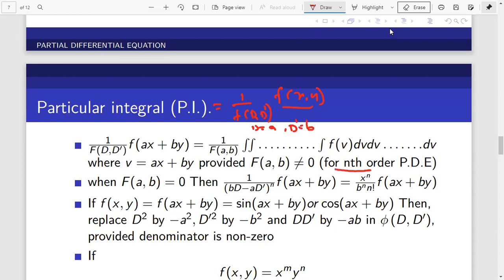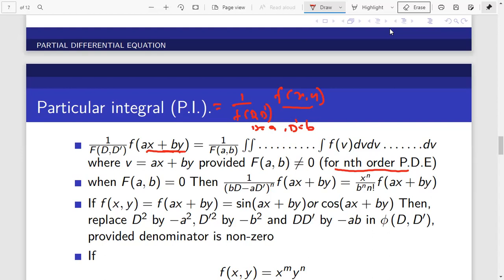This is the nth order partial differentiation, so you want to integrate n times. So if you substitute D equal to a, D dash equal to b, and if the denominator is not equal to 0, then you can complete this as the particular integral. If not, when the denominator is 0, then you can modify this, you can factor this, that is, some roots are repeated. This is an nth order equation. If n roots are repeated, then 1 by (bD minus aD dash) whole power n of f of ax plus by equals x power n by b power n n factorial f of ax plus by.